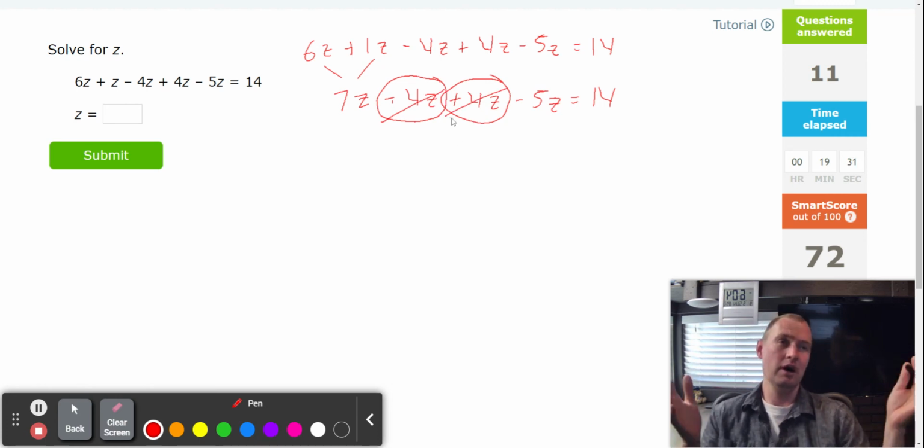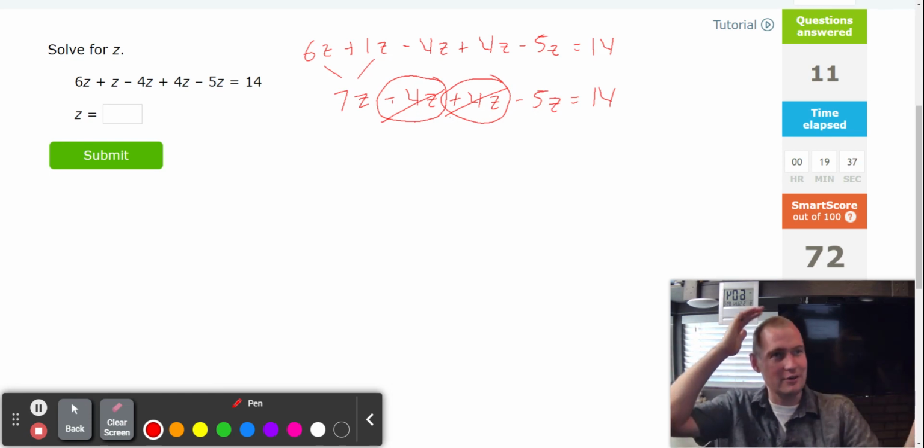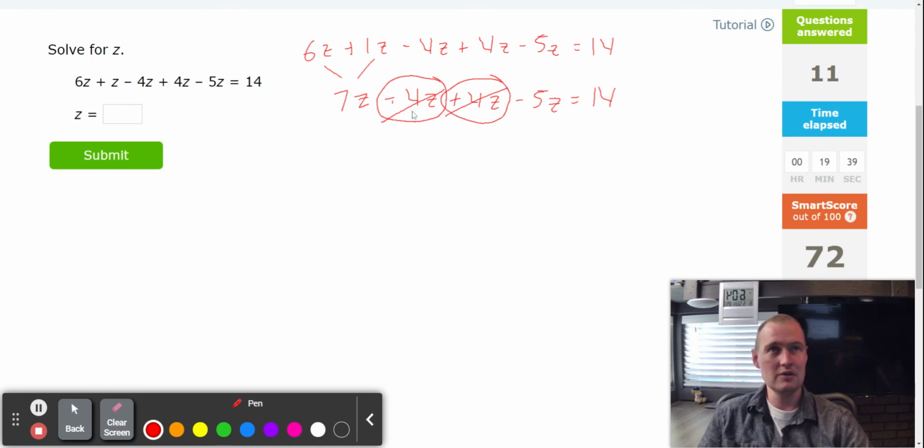Think about it. You have 4 zebras that ran away from your house, and you find all 4 of them. Now you're back to where you left off. Nothing happened. So in this case, what I'm going to do is only combine the 7 zebras with the negative 5 zebras. So 7 zebras minus 5 is 2 zebras. This saves us 2 steps by eliminating terms that are opposite on the same side. So 2 zebras equals 14.